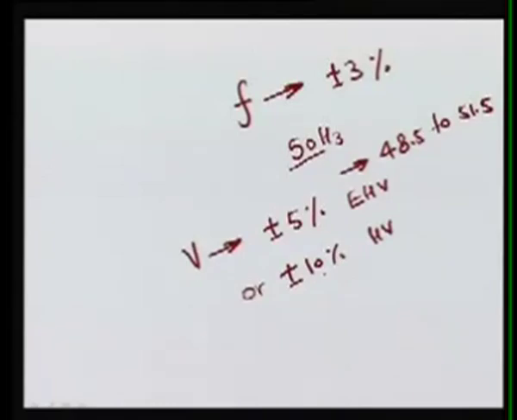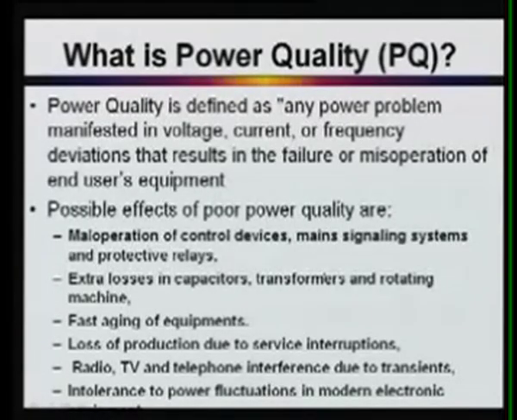So let us go into more detail about power quality issues. The question arises, what is power quality? As per definition, power quality is defined as any problem manifested in voltage, current or frequency, or a combination of these, or deviations that result in the failure or misoperation of end user equipment. So we must always try to provide electricity at the standard voltage, current and frequency.